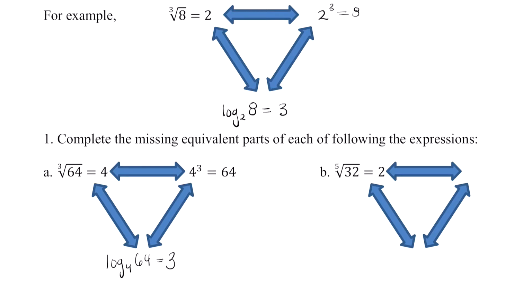All right, let's do it again for part B. This is 2 to the 5th equals 32. So again, this 2 here became the base. This root is the power, and what was inside of the root is the 32. All right, we can rewrite this as log base 2 of 32 equals 5.